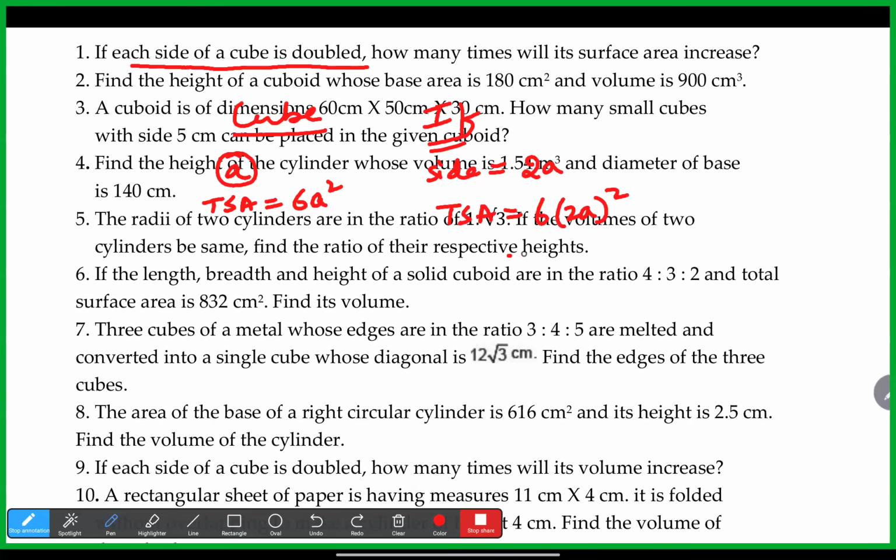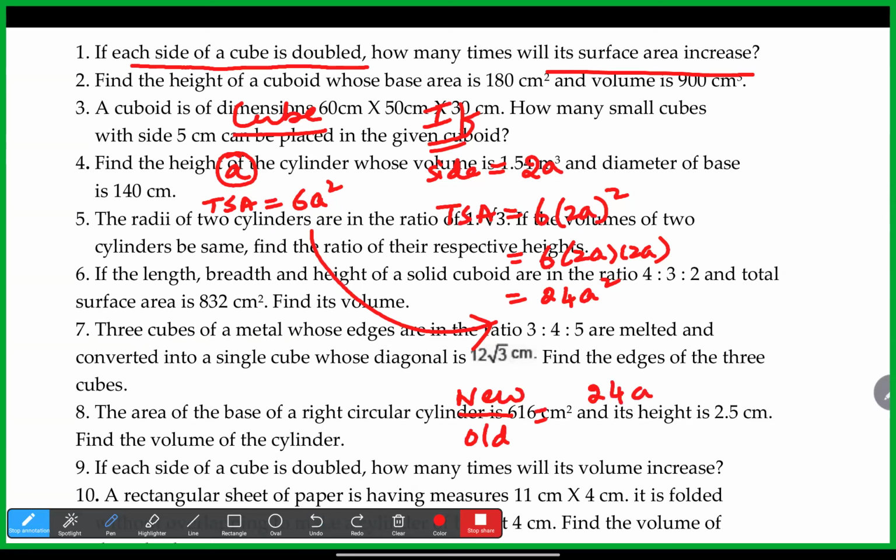So 6 into 2A whole square means 2A into 2A, which is 6 times 4, 24A square. Now, how many times will its surface area increase? Clearly we can see 6A square and 24A square. How many times means we have to do a ratio. This is the new surface area, this is the old surface area. So new by old, if you do, you will get how many times it is.